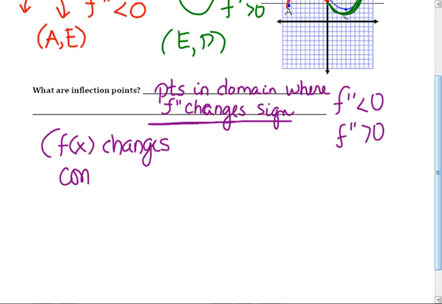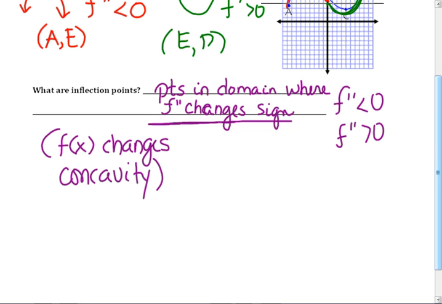Now, one of the other problems is some of you say, well, F double prime is 0. Not necessarily. Could be undefined. So I'm not even going to write it because I don't want you to even think about it. You look at a change of sign.